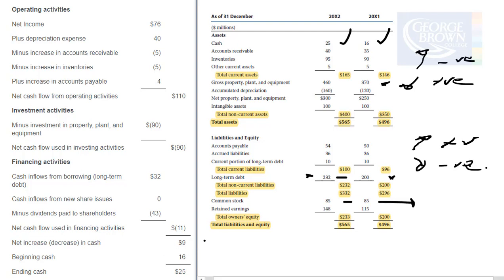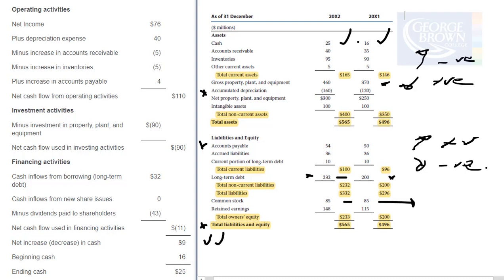Our increase in cash was $9 million. Where did that $9 million come from? We had positive net cash from operating activities of 110, but we spent 90 on new equipment, and we had a net cash flow of negative 11 from financing. So that was an increase in cash during the year of 9 million.